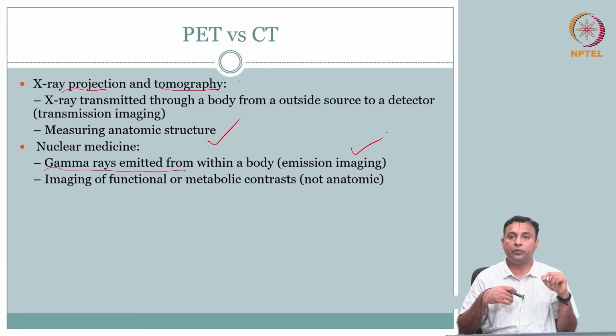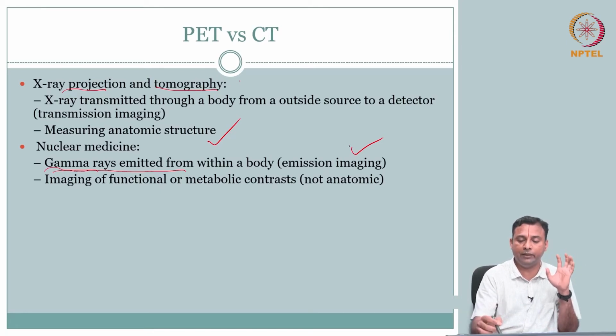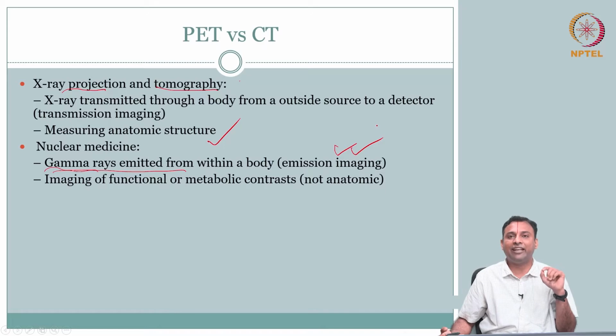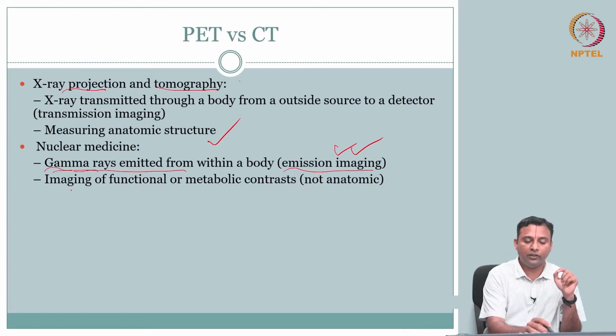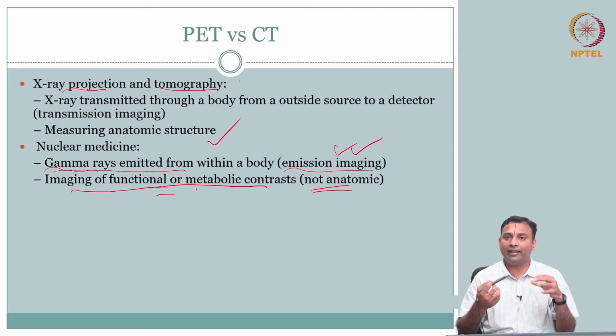You send the radioactive tracer into the body and it starts to emit gamma rays, so you are essentially catching the emissions. Where is the emission coming from, how much of the emission is coming from where, that is what you are capturing. So it is your emission imaging. Again, like we talked about, it is functional. You are not talking about anatomical contrast here, you are not trying to measure the tumor dimension. You are trying to see the tumor based on the activity that is happening.